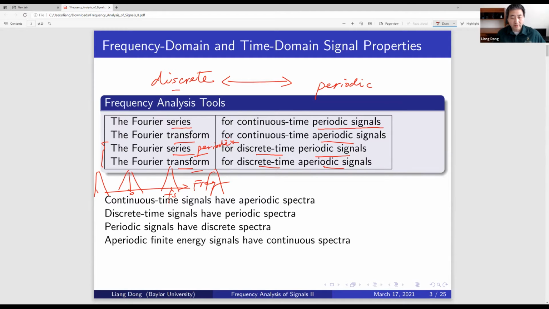So we said that continuous time signals have aperiodic spectrum. Discrete time signals have periodic spectrum. Spectrum just means the signal in the frequency domain. Periodic signals have discrete spectrum, and aperiodic finite energy signals have continuous spectrum.